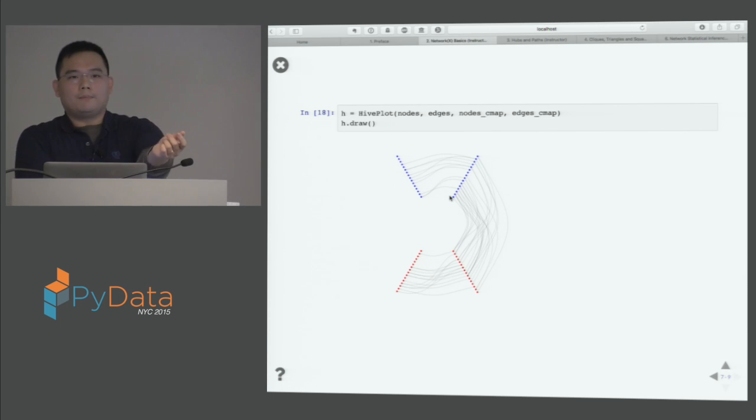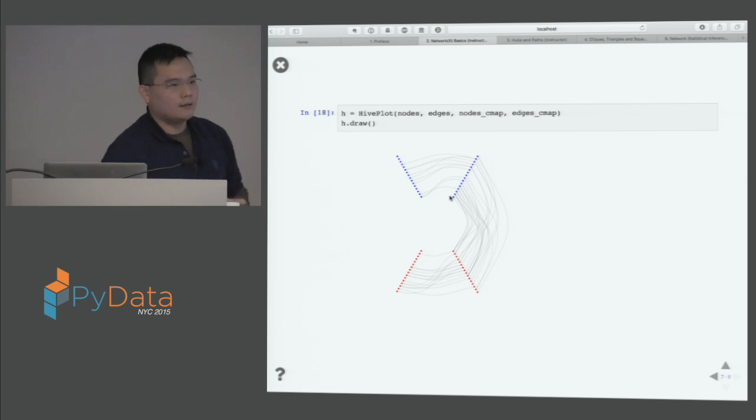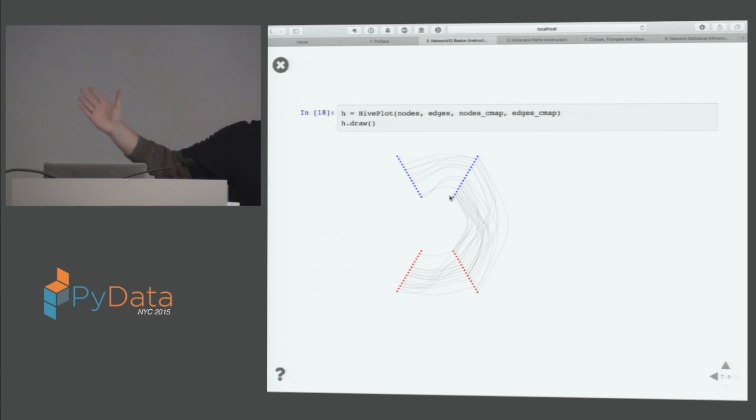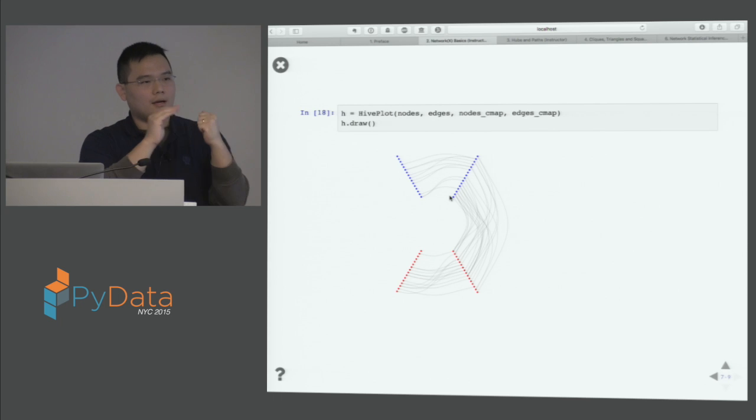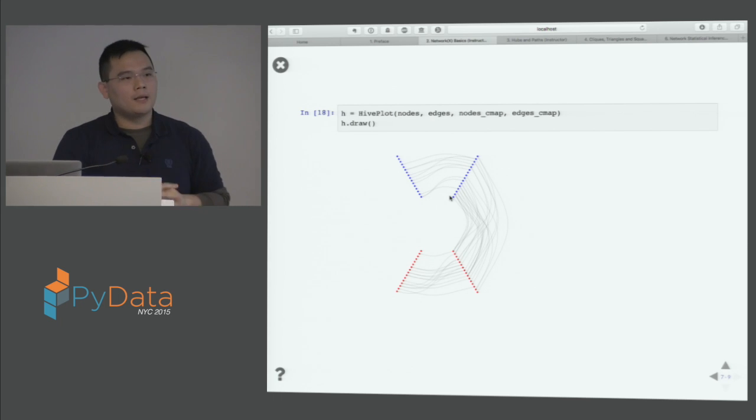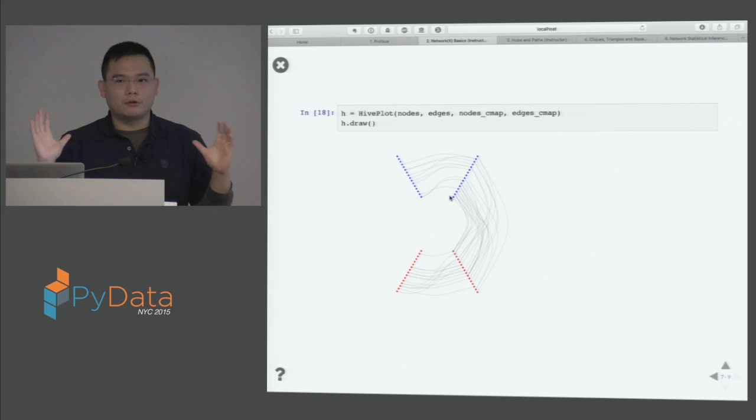So let's see. What have I seen before? I've seen protein interaction networks. There are a gazillion proteins inside the body, and we know whether they are in contact with one another or not. Those proteins can be grouped by their general function.